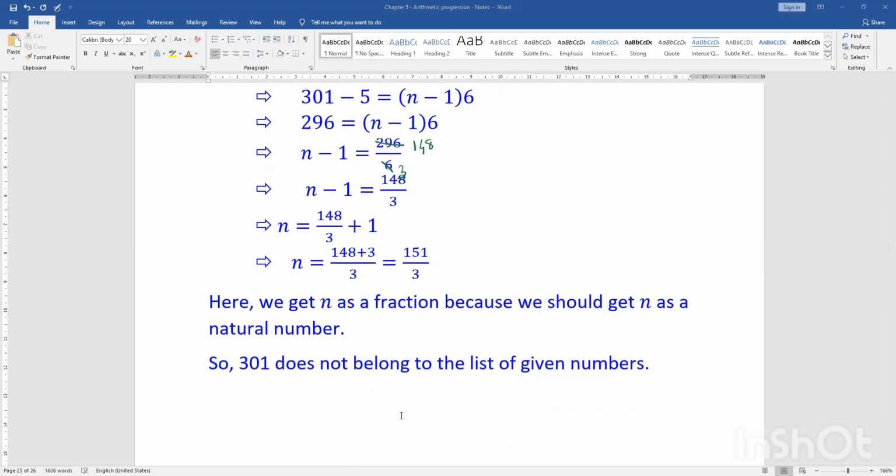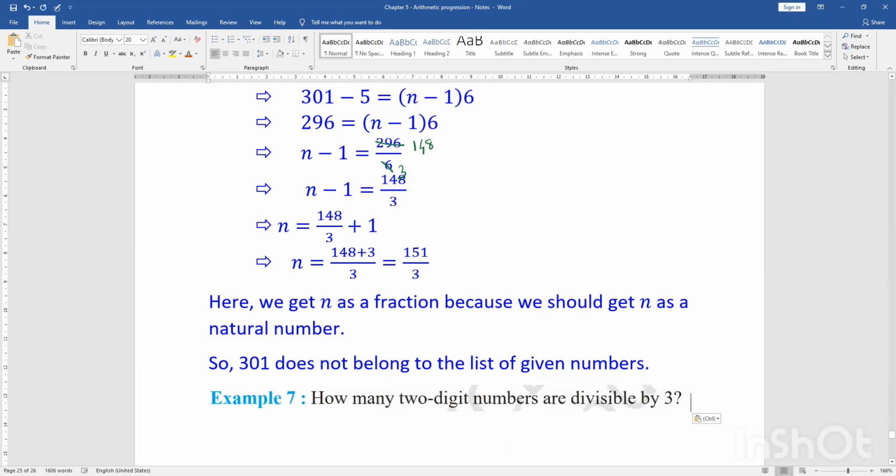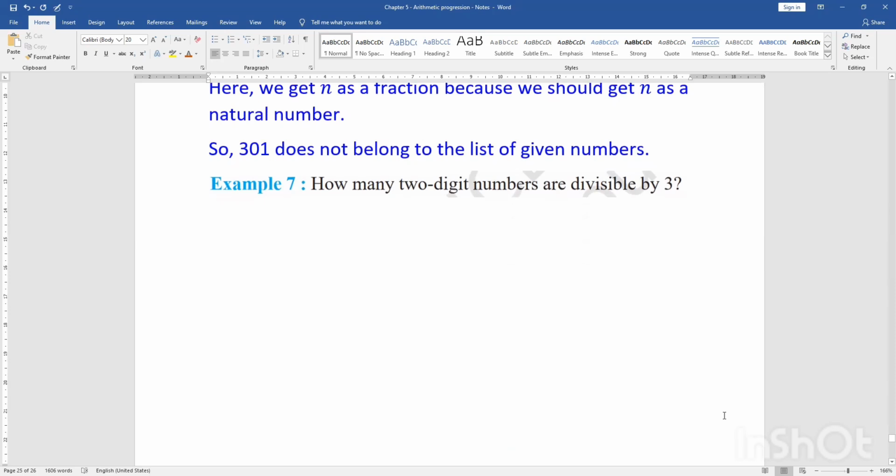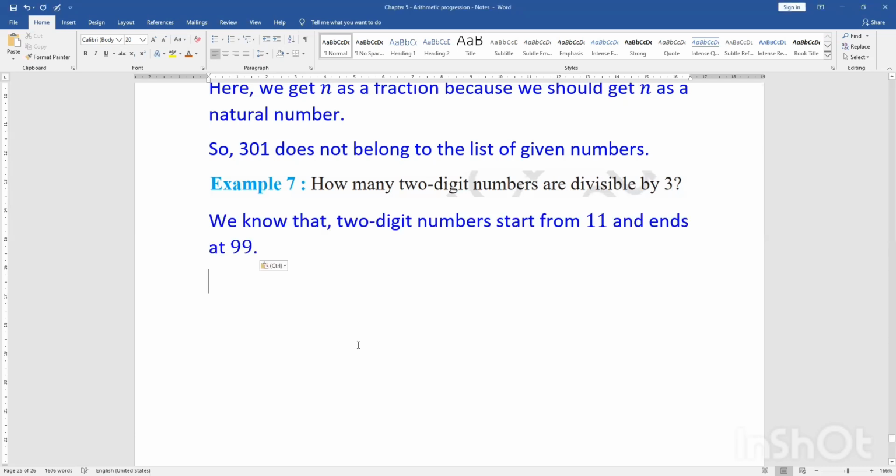Now I move on to the next problem. Example 7. How many two-digit numbers are divisible by 3? Now we know that two-digit numbers start from 11, correct, children? So two-digit numbers start from 11 and end at 99.